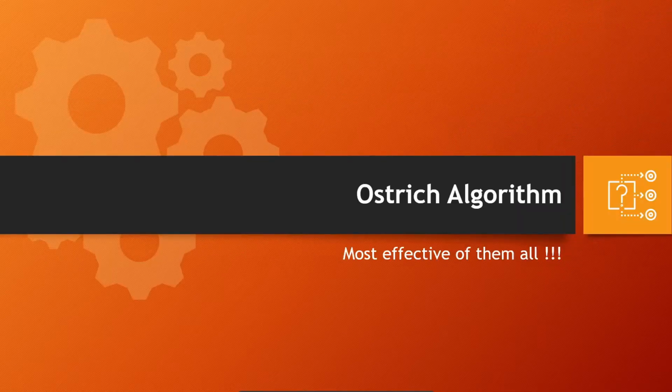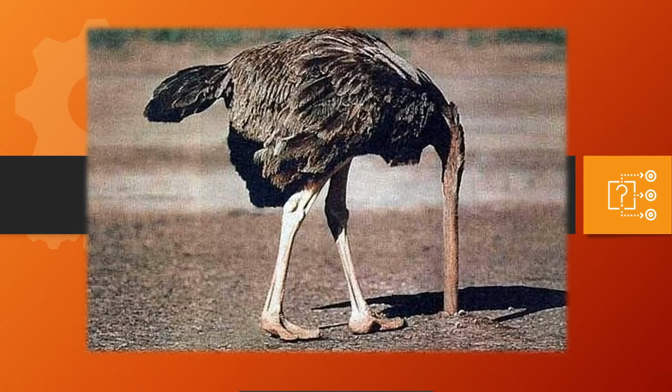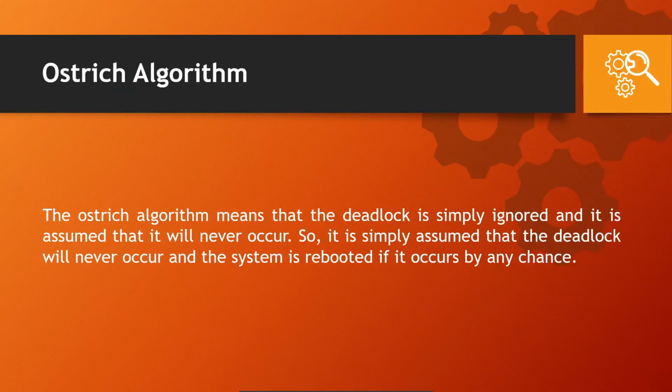And now finally, the ostrich algorithm, the most efficient of them all. Well, in a way. How? Let me tell you. You're seeing this image because the algorithm kind of works the same way as this ostrich bird. So the ostrich algorithm means that the deadlock is simply ignored and it is assumed that it will never occur, and the system is rebooted if it occurs by any chance.